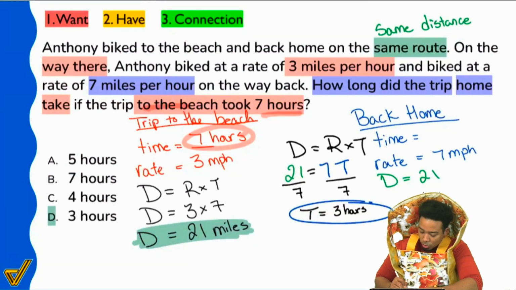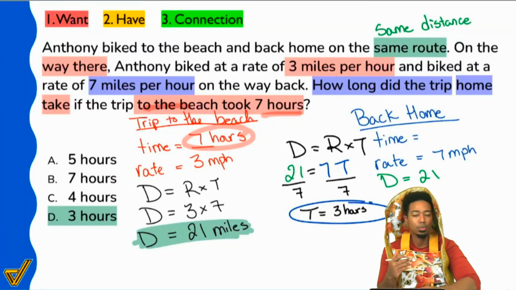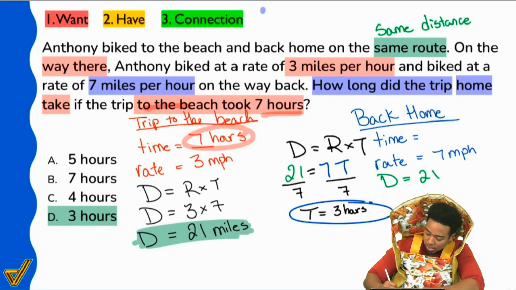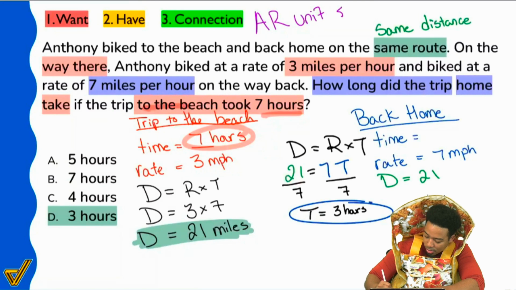And so to make sure that we can still get the extra practice that we need for similar questions like this, remember that this is going to fall under arithmetic reasoning unit right here. Arithmetic reasoning unit 5. Distance, rate, and time.